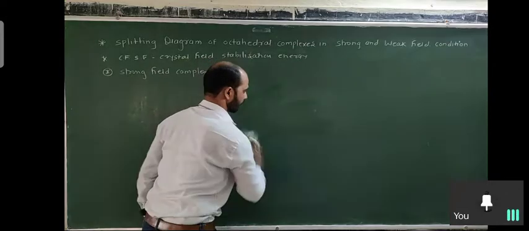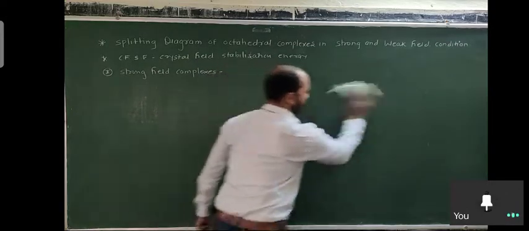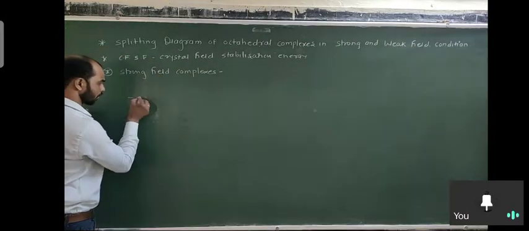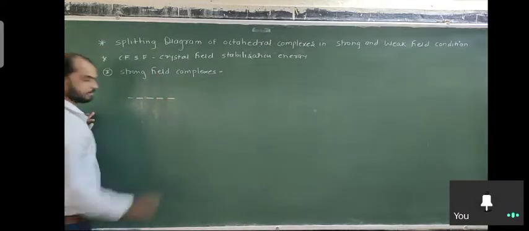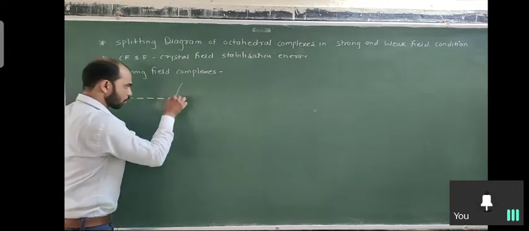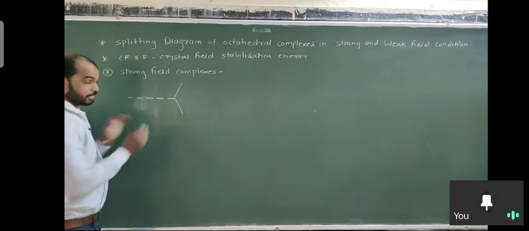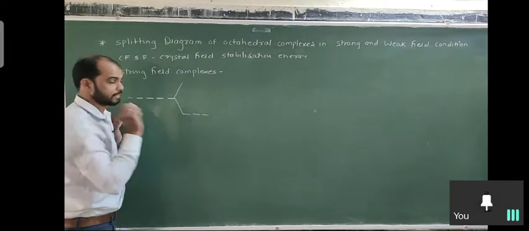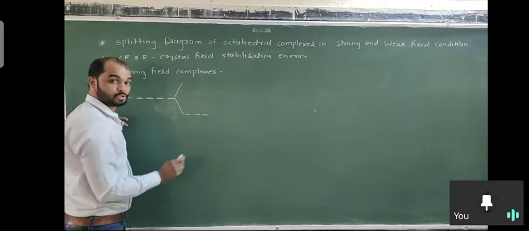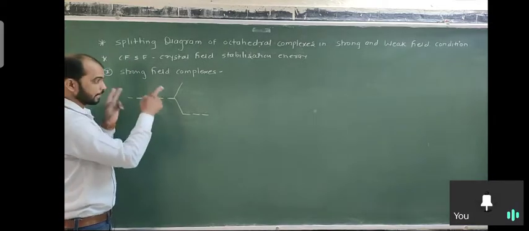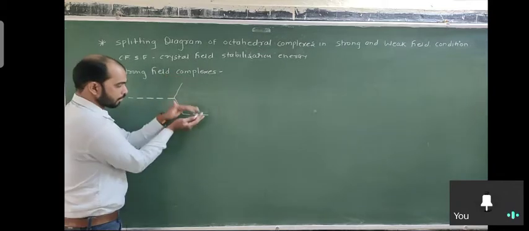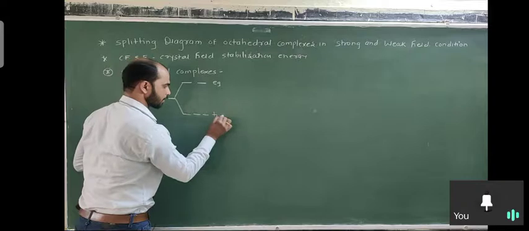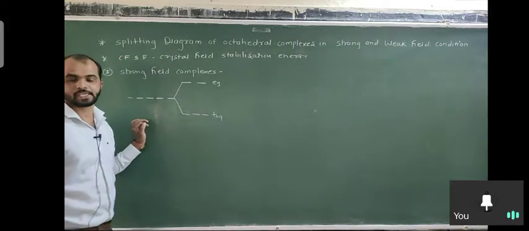How to draw the splitting diagrams. Here you just draw 5 orbitals, then show 2 different levels. In the lower level you draw only 3 orbitals. Some students draw 4, 5, 6. No, because here the total is 5. These 5 are split into 2 levels. Below is 3 and above is 2. So here is the eg, here is the t2g.